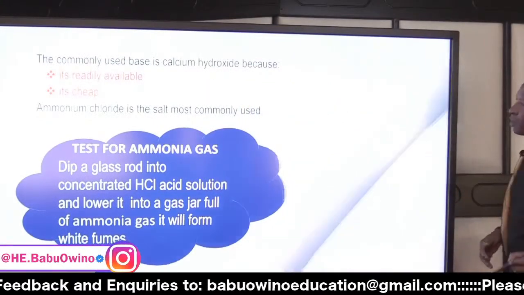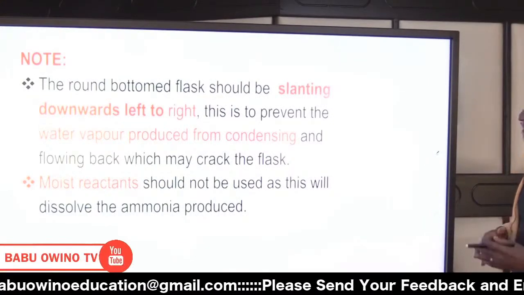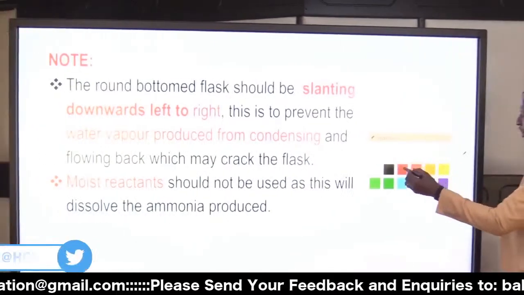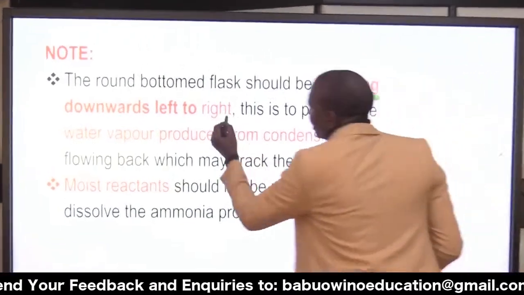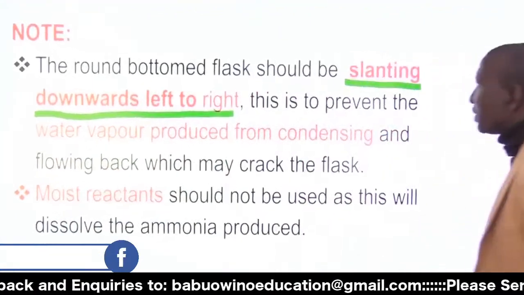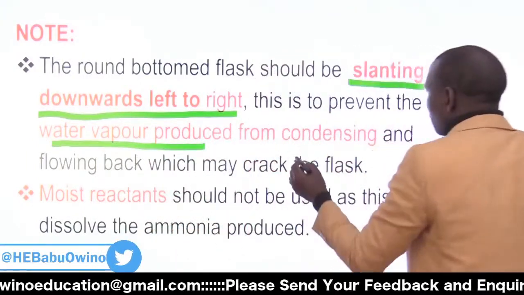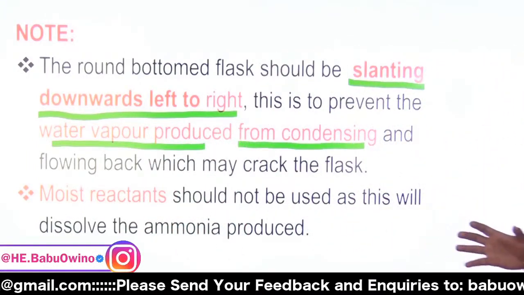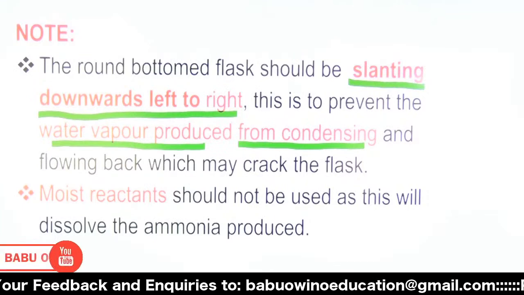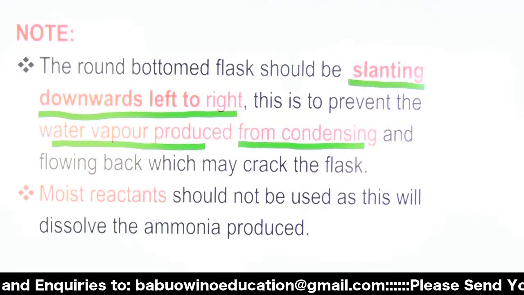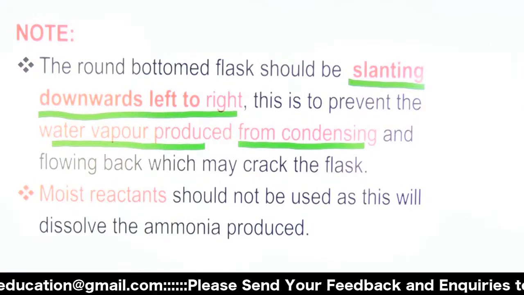We continue. Note, in preparation of ammonia, as I captured there, that the round bottom flask should be slanting downwards, left to right, to prevent the water vapor formed from condensing and flowing back to the flask. So the round bottom flask should be slanting downwards, left to right. This is to prevent the water vapor produced from condensing and flowing back to the flask, which may crack it.